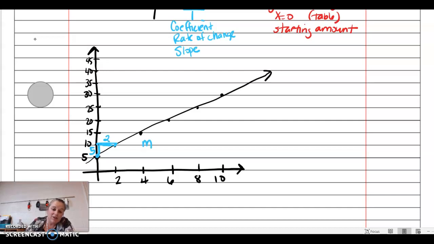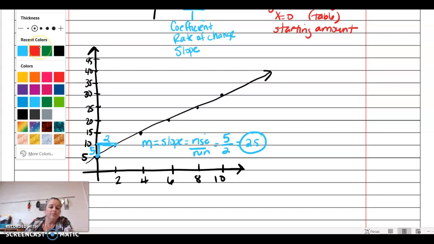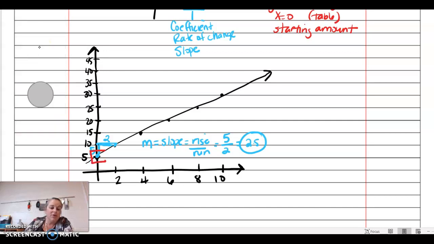So my slope, my m, my rise to run is up 5 over 2, which is a nice decimal, so I'll put 2.5. And then my y-intercept is right here where this graph crosses the y-axis. So those two numbers are what I need to write my equation.